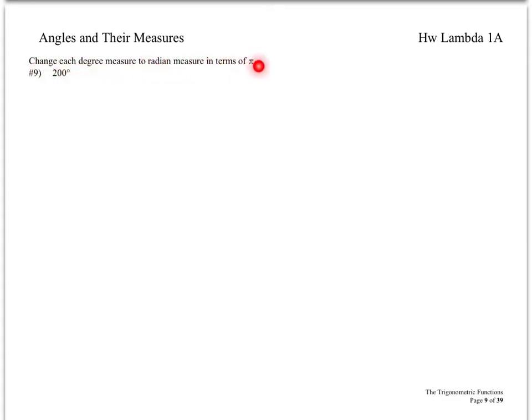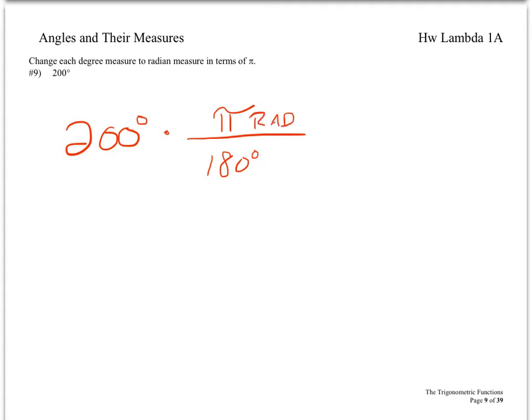Change each degree measure to radian measure in terms of pi. So we have 200 degrees. We need to multiply this by 1. If you multiply by 1, it doesn't change its value, it just changes the way that it looks. I'm going to write my 1 in the form of pi over 180 degrees. Pi is in radians, 180 degrees is in degrees. Pi radians is the same as 180 degrees, so you can write that as a fraction, as 1. Anything divided by itself is 1. You could also write 2 pi radians over 360 degrees, same thing.